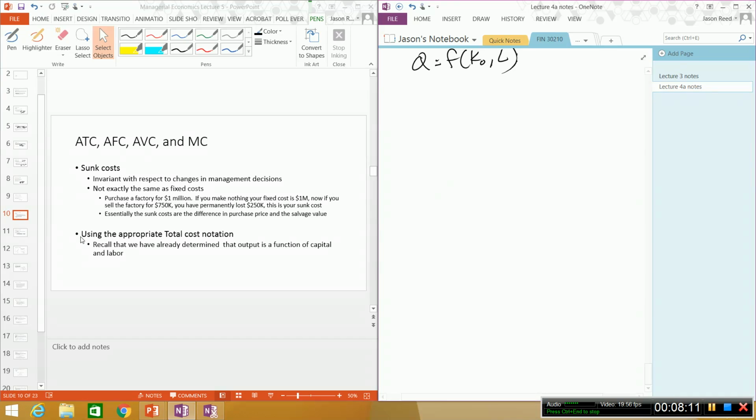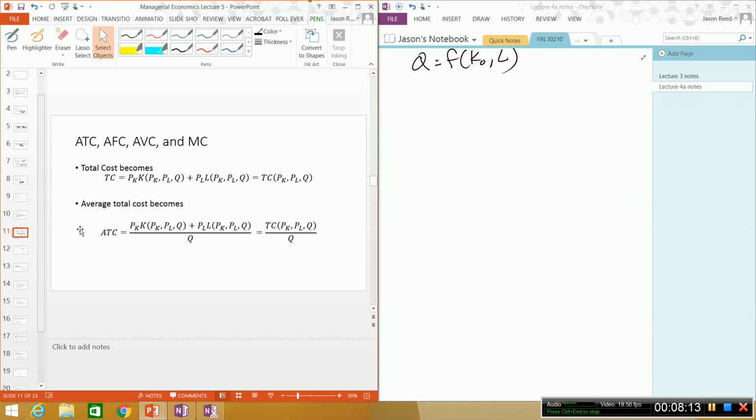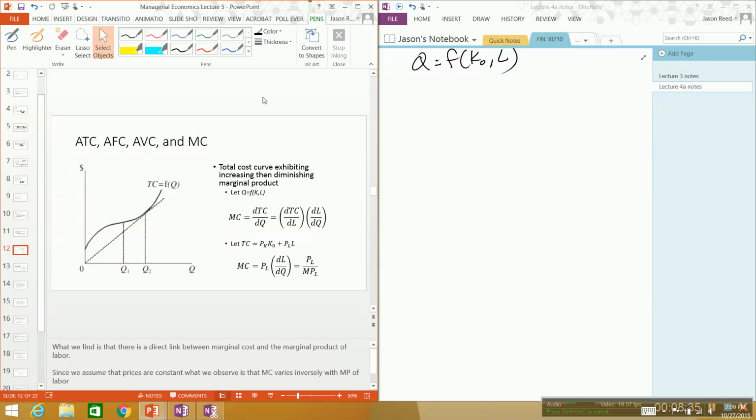So how do we want to move on with this? We're going to look at total costs in the way that we want, and that is with capital, with labor, with the rental prices of each as well. And so we can now quickly divide by Q to get our averages. So what does this look like for us? What is total cost going to look like?